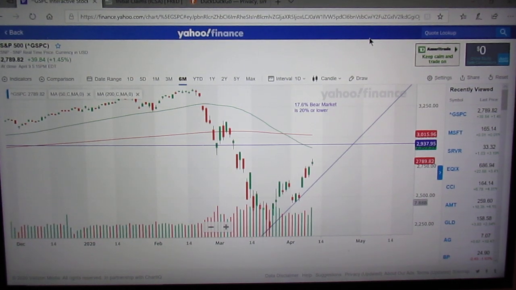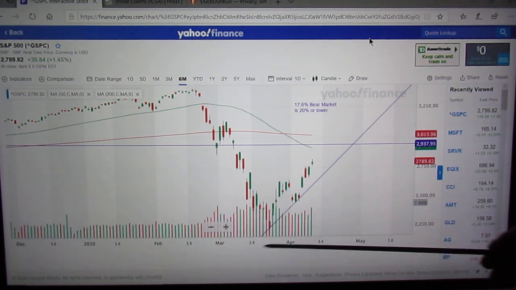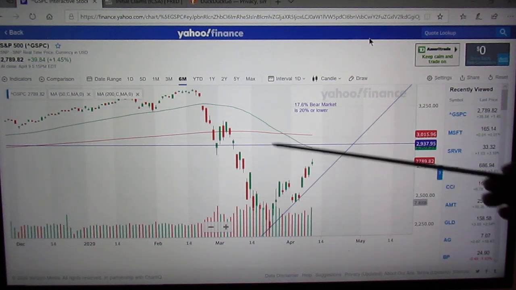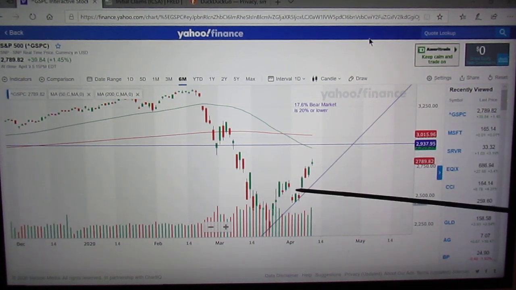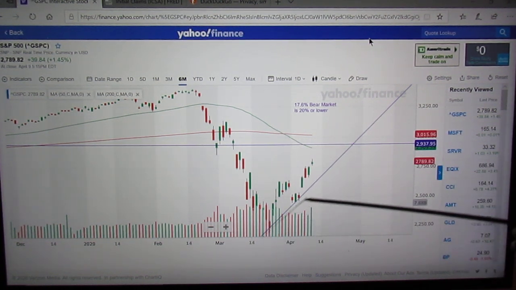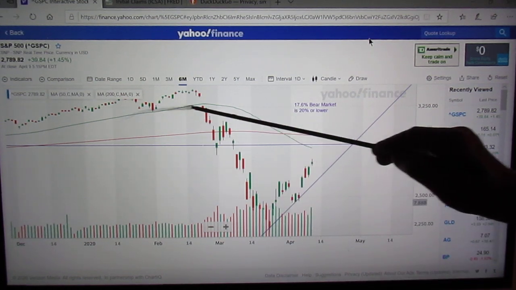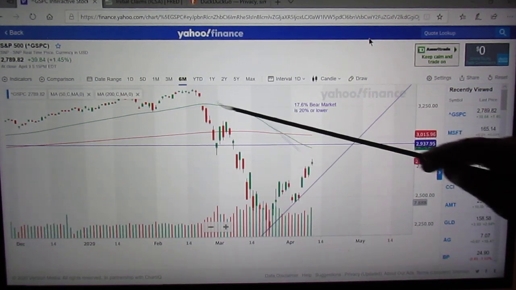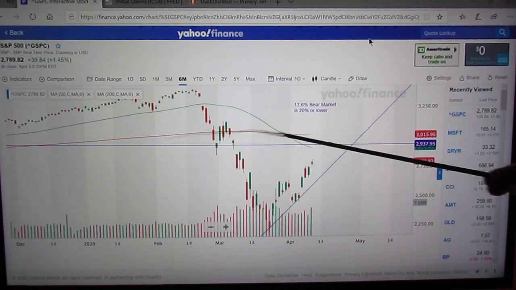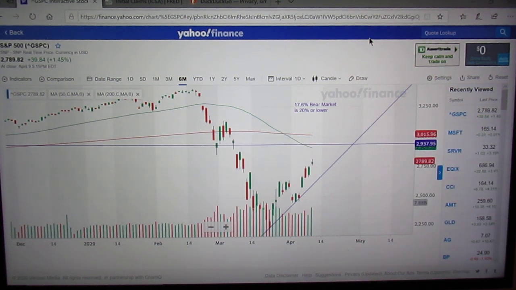So looking at the chart here, we can see we've got a couple of lines. We've got a horizontal resistance line. We've got an ascending trend line. We also have our 50 and 200-day moving averages on it. So we can see this green line is our 50-day moving average, and we're crossing over this 200-day moving average, which is a bearish sign for stocks. In this case, it's the index.